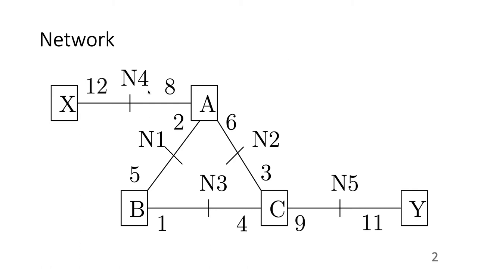This is the network under consideration. There's a host X, host Y, routers A, B, C. The costs are associated with the output. So to go from router A to network N1, the cost is 2. To go from router A to router B, the cost is 2. It costs 2 to get onto the network and it's 0 to enter. The cost to go from B to A is 5. It costs 5 to get onto the network from B and 0 to enter. Similarly, from C to B is 4, from B to C is 1. And there are 5 networks, N1 to N5.